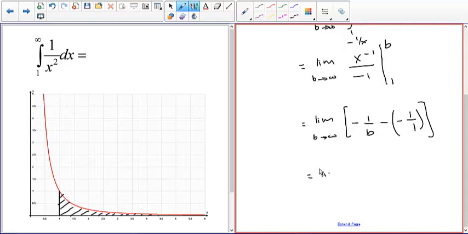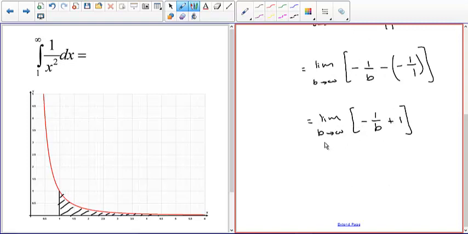Okay, now before the last step, just clean this up a little bit. So you get negative 1 over b plus 1. And now we plug the numbers in, which we can do directly here because it's not indeterminate. So we'll end up with negative 1 over infinity plus 1. But 1 over infinity is 0. So the answer is 1.